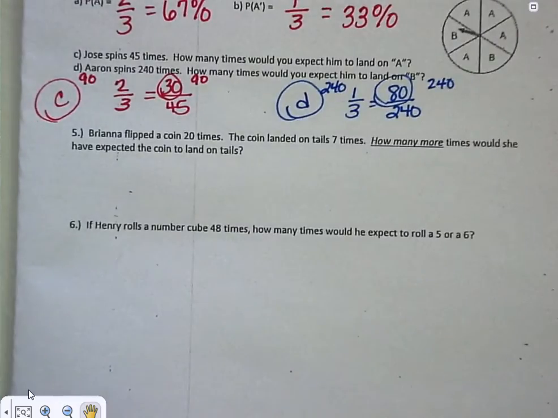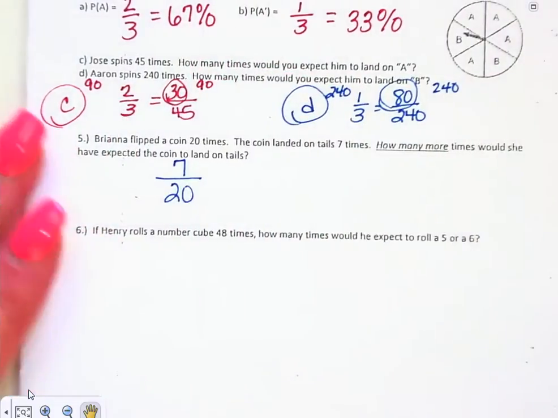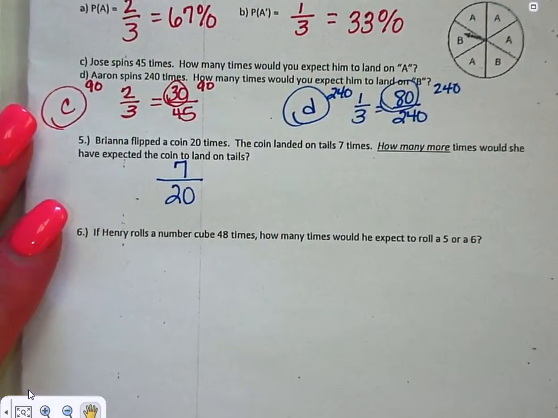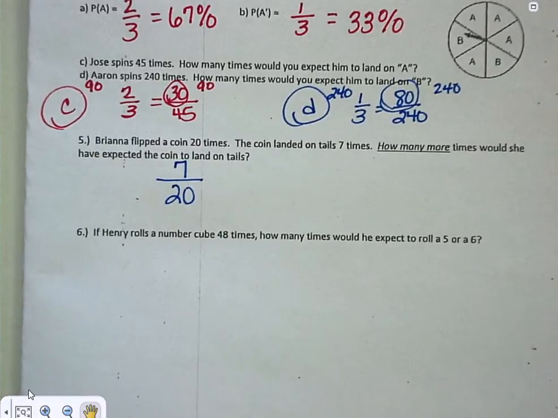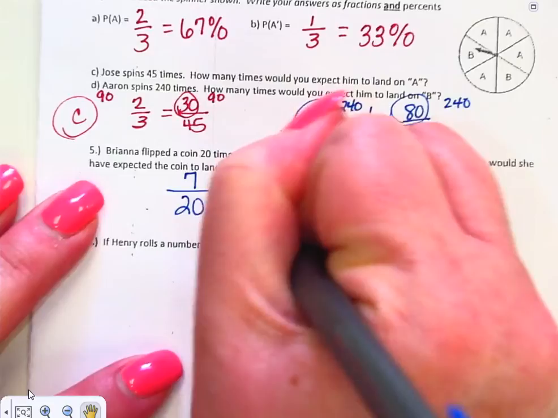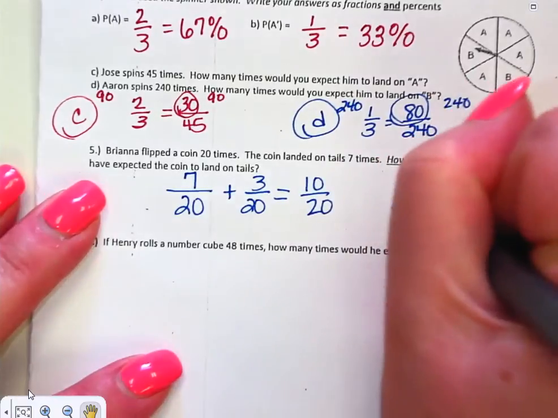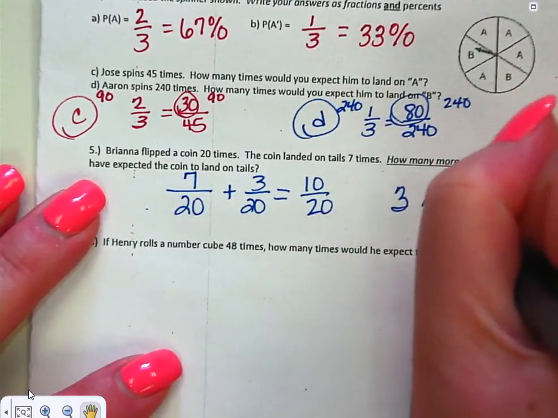Okay. 5. Brianna flipped a coin 20 times. The coin landed on tails 7 times. How many more times would she have expected the coin to land on tails? So, she flipped it 20 times, and it landed on tails 7 times. So, how many times would you have expected it to land on tails? 10. So, that means we needed to add 3/20 to get 10/20. And so 3 more times is what we would have expected.